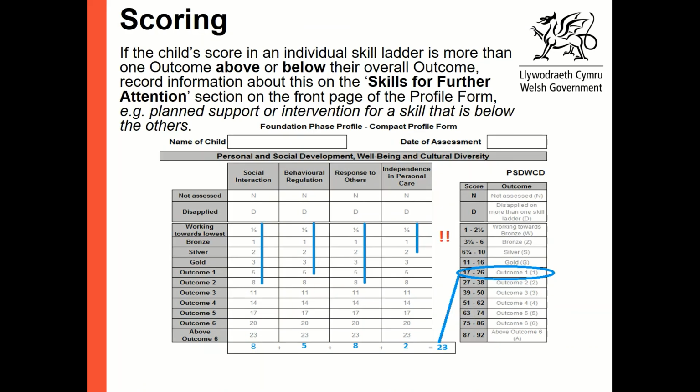If the child's score in an individual skill ladder is more than one outcome above or below their overall outcome, record this information on the Skills for Further Attention section on the front page of the profile form. This can then be used to plan support or intervention for a skill that is below the others.